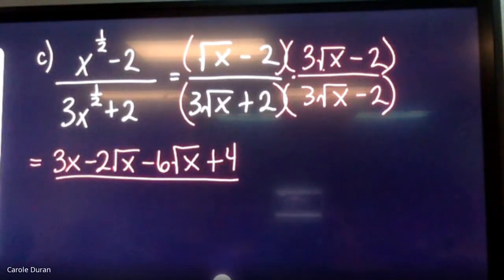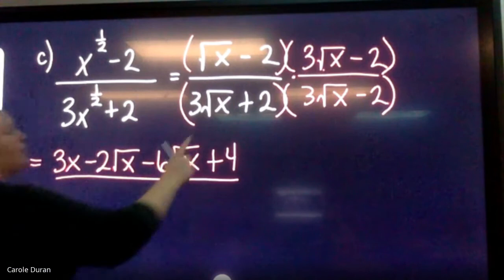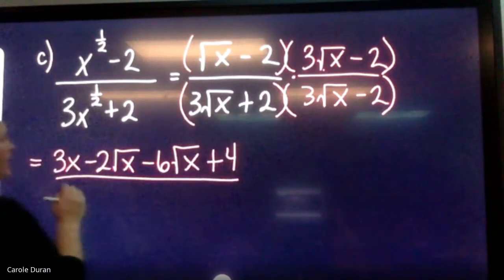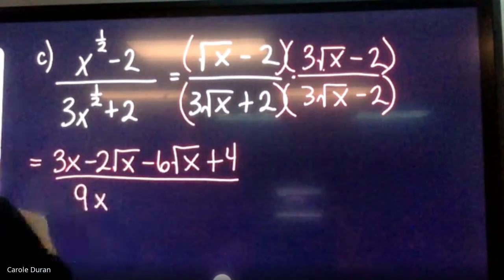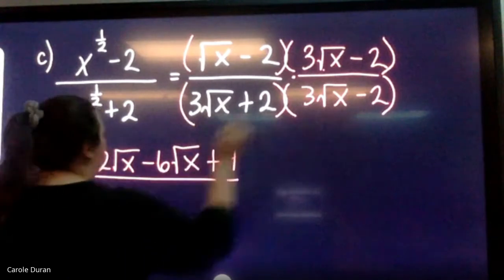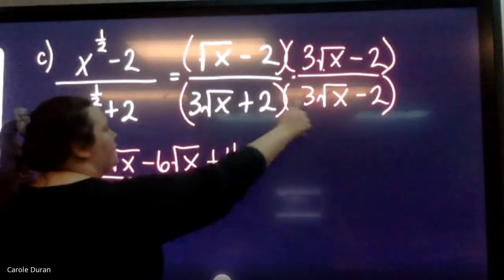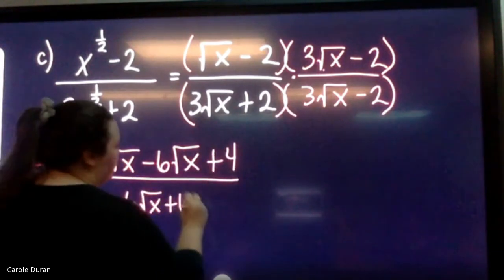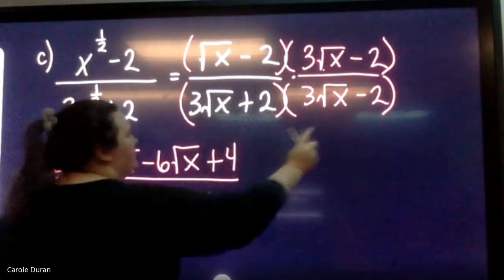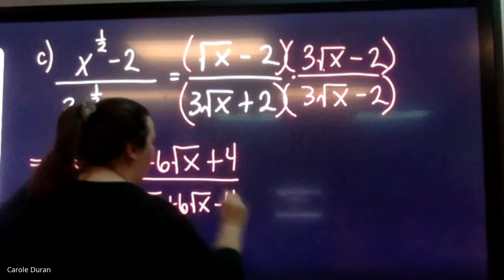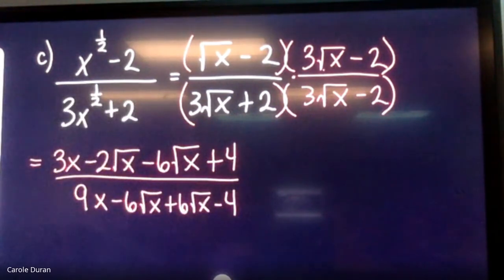Now I focus on the denominator. 3 root x times 3 root x becomes 9x. 3 root x times -2 is -6 root x. Positive 2 and 3 root x is positive 6 root x. Positive 2, negative 2 is negative 4. Give you guys a second to catch up.